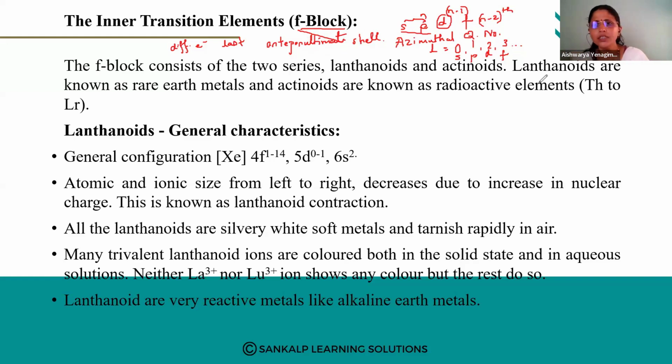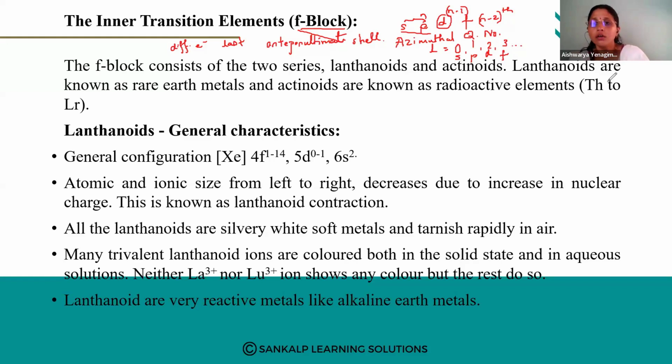So here you can see the F block elements consist of two series, that is lanthanoids and actinoids. Kelon book alli lanthanides anta bardirutte, lanthanides, actinides. So you need not worry much about the spellings there. That doesn't make much difference. You take it as lanthanoids, actinoids, or lanthanides and actinides.